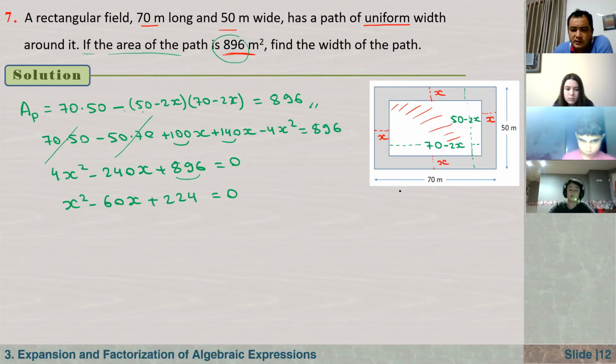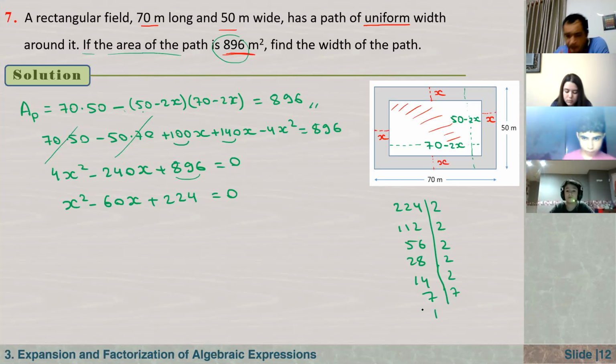Again, how do we do that? 224, prime factorization: divide by 2, 112, divide by 2, 56, divide by 2, 28, divide by 2, 14, divide by 2, 7, divide by 7, it is 1. Okay, so we need to find two numbers whose product is 224, and the sum is minus 60.